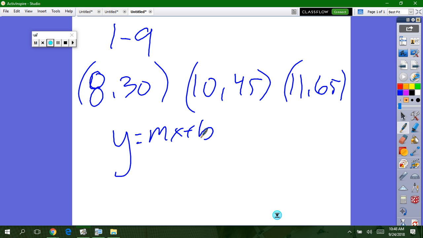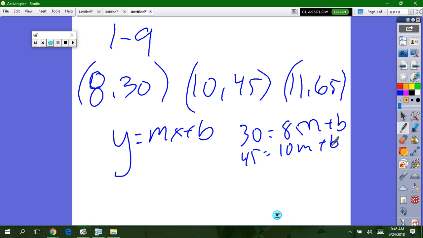2. So for example, let's just imagine that this point wasn't here right now. Using these 2 points, I can write an equation by saying 30 equals, notice x is 8, 8m plus b. This one could say 45 equals 10m plus b. Notice I just plugged in x and y for the points that were given to me. Does that make sense what I did? I plugged this 8 in for x, this 30 in for y, and this 10 in for x, this 45 in for y. We've got another equation.